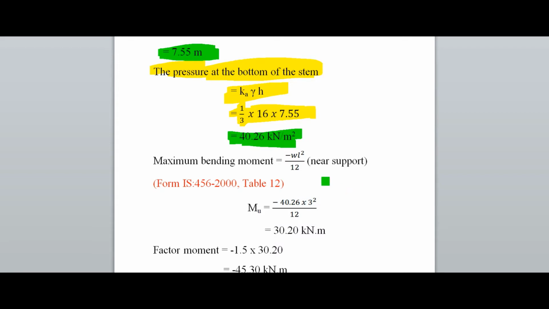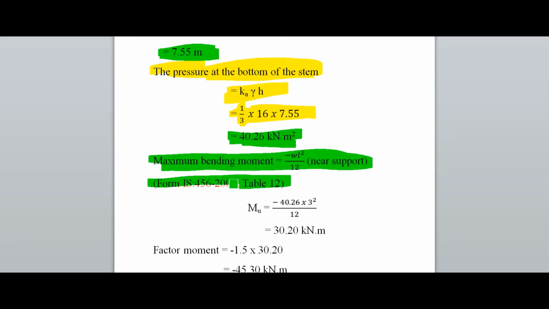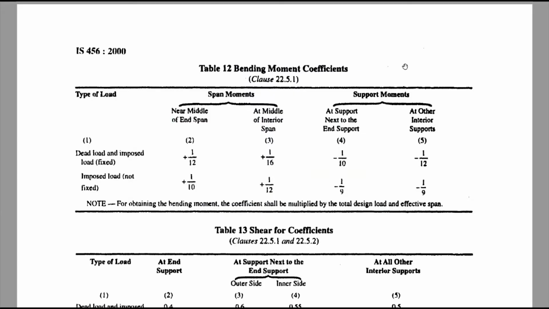Now we have to find the maximum bending moment, WL square by 12 near support, from IS 456 2000 table number 12. Let's check this. Okay students, look here. This is IS 456 2000 table number 12, bending moment coefficient. By this table we can find bending moment at span as well as at support.